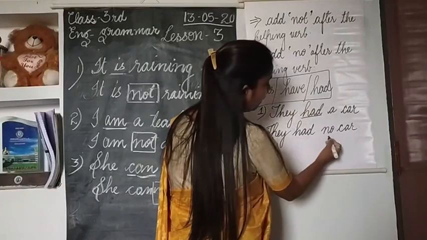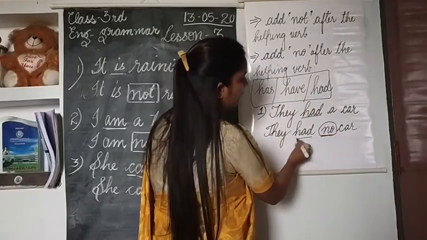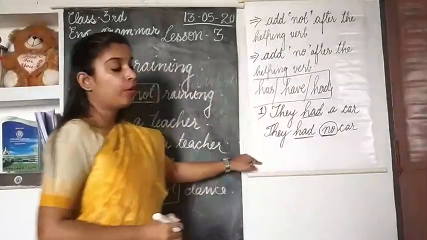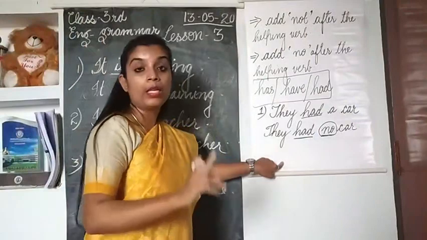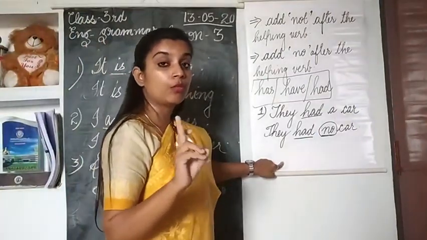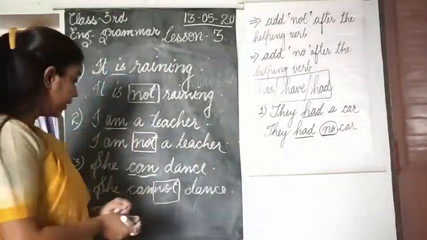We have made it negative by adding the word no after the helping verb had. Okay, don't write it as "they had not a car." Okay, it will be wrong. It is wrong.